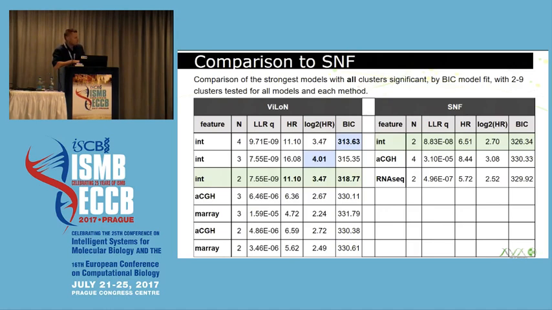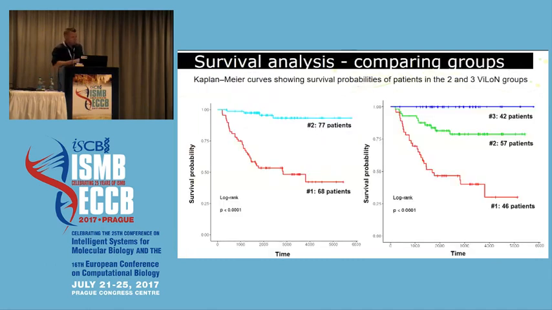And the BIC score is the Bayesian information criterion, and basically the lower it gets, the better the performance of the model. So we can see that our integrative approach outperforms SNF, both on the 2 clusters as well as when we have more clusters, and this is both on the BIC score and also on the log2 HR scores, or HR basically.